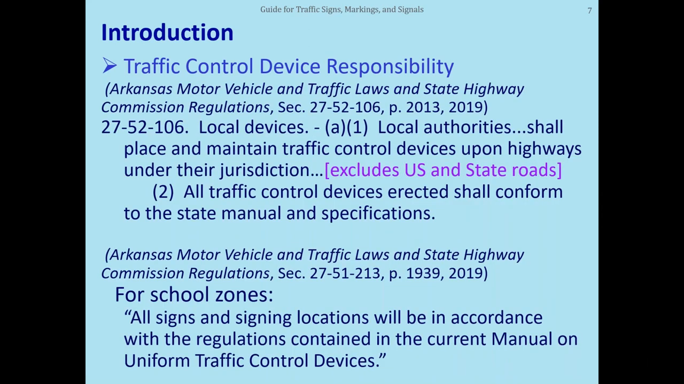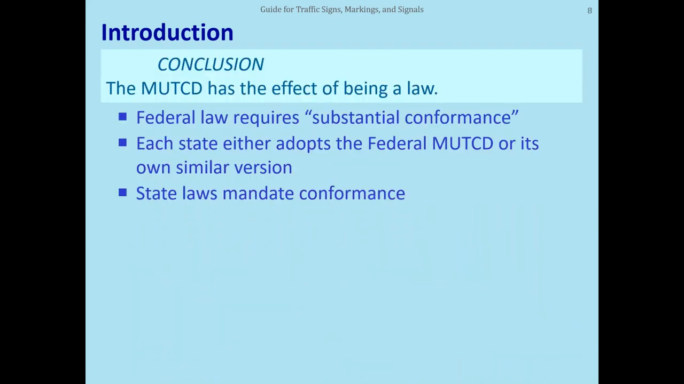And speaking of laws, each state will have in its state law references to the authority of the manual. A couple of excerpts from Arkansas law. You see the upper passage. Local entities are authorized to install traffic control devices with the caveat that they are to conform to the state manual. And then another passage specifically addressing school zones, they are to be in accordance with the current manual on uniform traffic control devices. So the MUTCD, by inference, becomes a law.